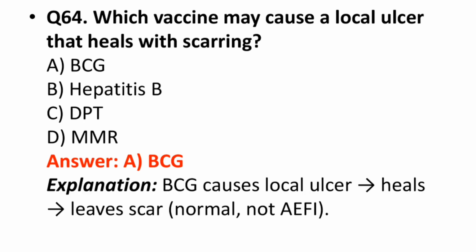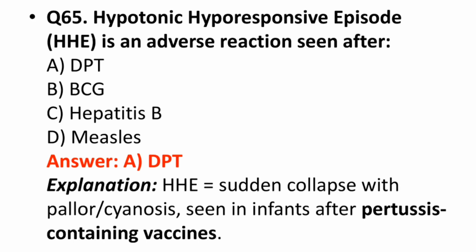OPV is live attenuated. Which vaccine may cause a local ulcer that heals with scarring? Option A, BCG. Option B, hepatitis B. Option C, DPT. Option D, MMR. The correct answer is option A, BCG. BCG causes a local ulcer that heals and leaves a scar.